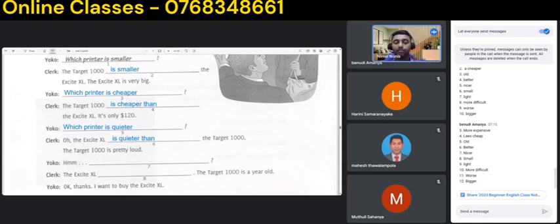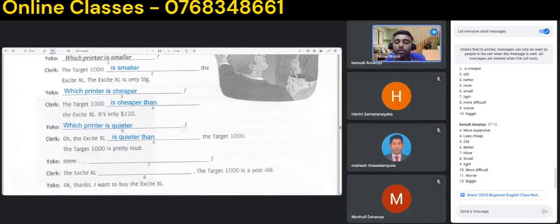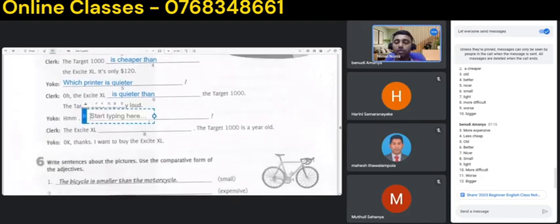The last one. The Excite XL, space, the Target 1000 is a year old. Okay, thanks. I want to buy the Excite XL. So they are talking about the age. Then what's the word that is given here? New. We can use the adjective new. Then let's ask, which printer is newer? Which printer is newer?